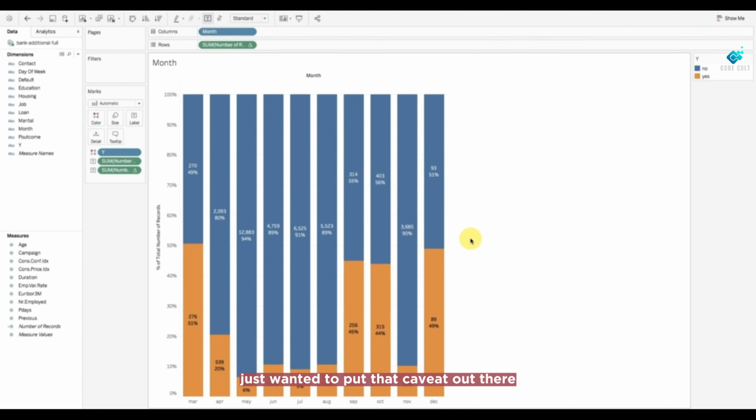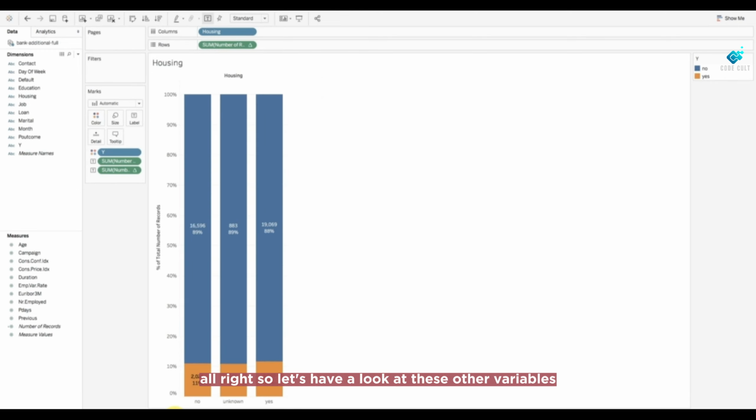Just wanted to put that caveat out there that there are other things to consider, and that comes with additional statistical information, knowledge, or when you apply machine learning. But through basic visual analysis, you can already get some valuable insights. You can already say that some months like March, September, October are most likely better than the other ones. All right, so let's have a look at these other variables.